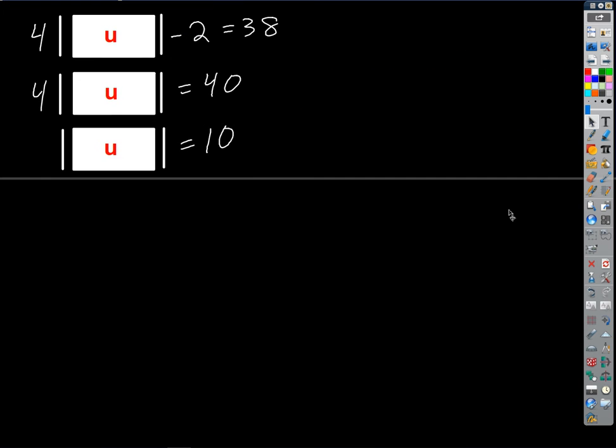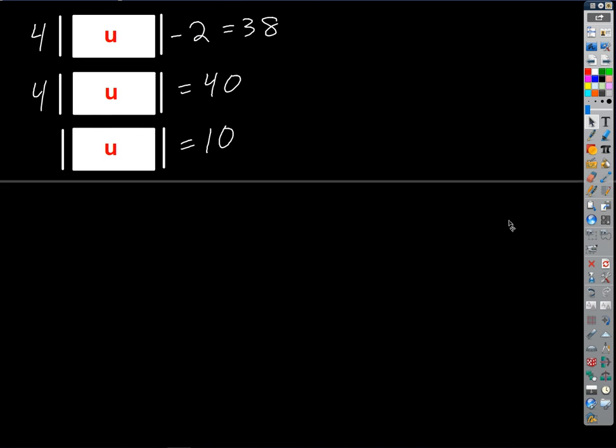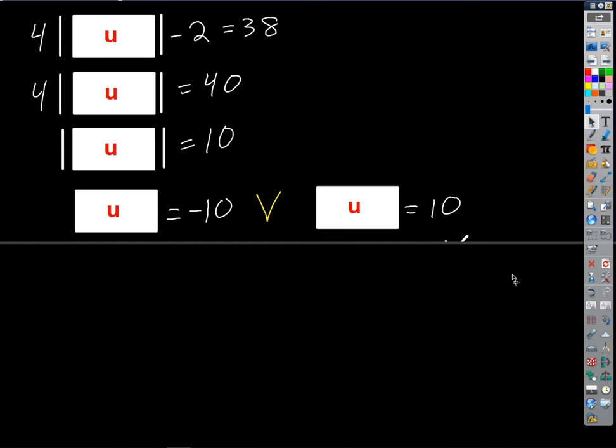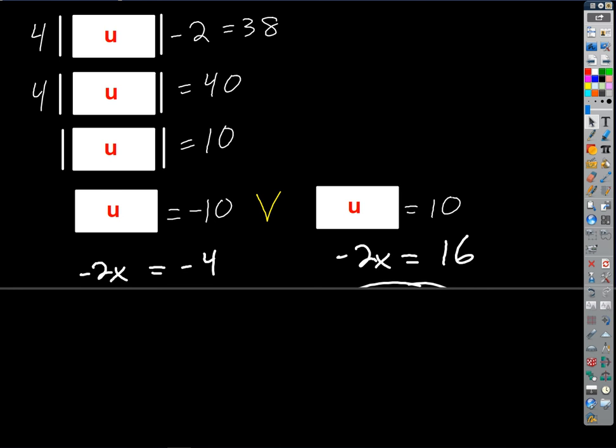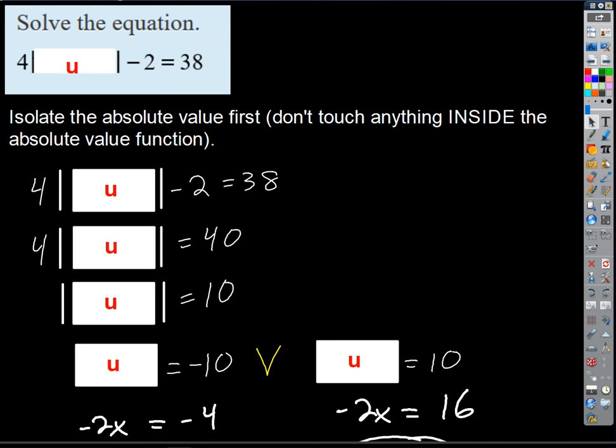So then what's the next step? Yeah, u equals negative 10 or u equals positive 10. And now we can kind of take the blindfold off, and what's behind the u? Well, what was the u? I forgot.